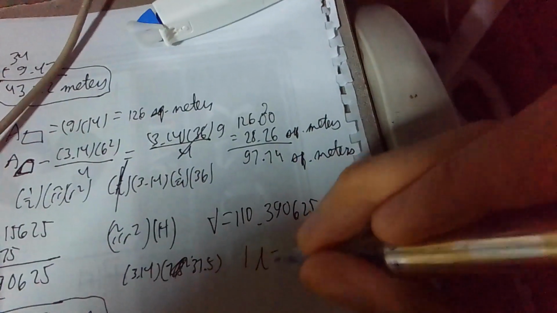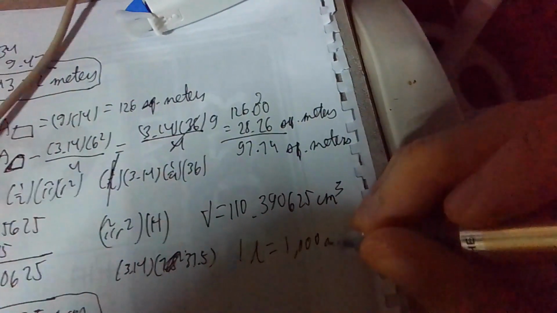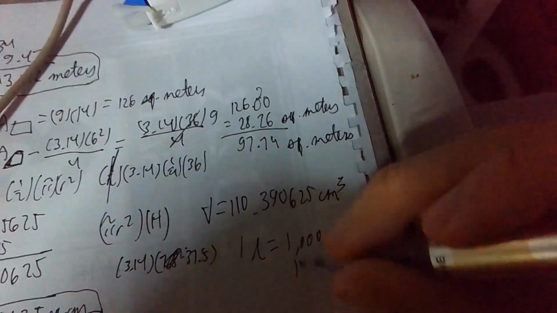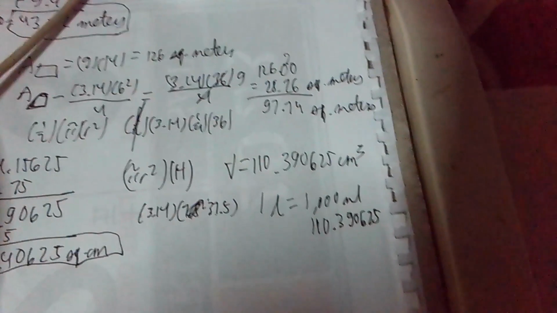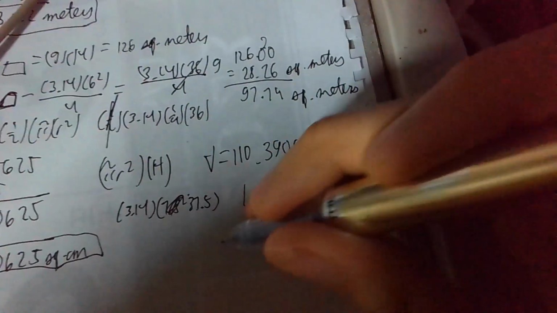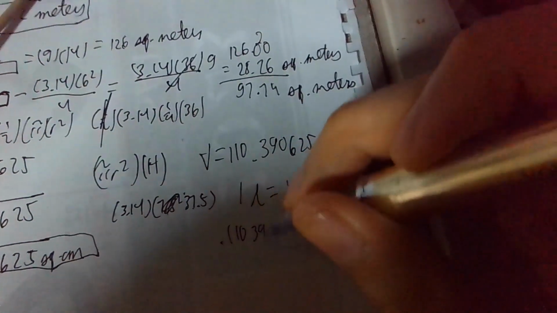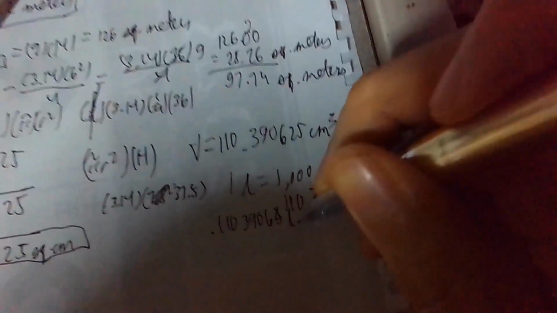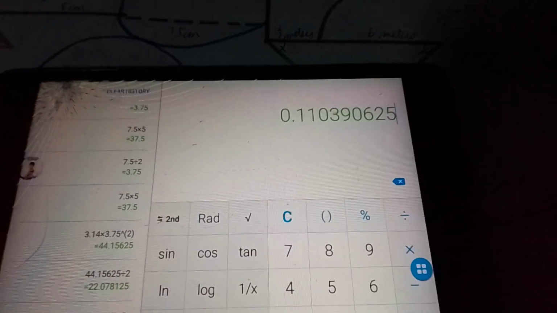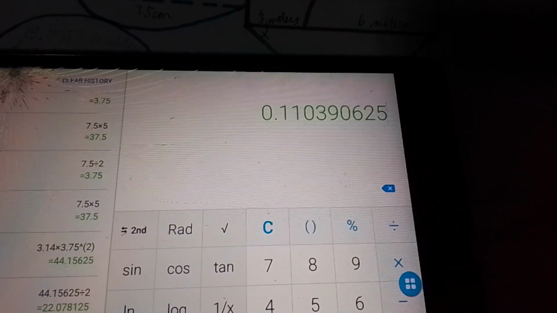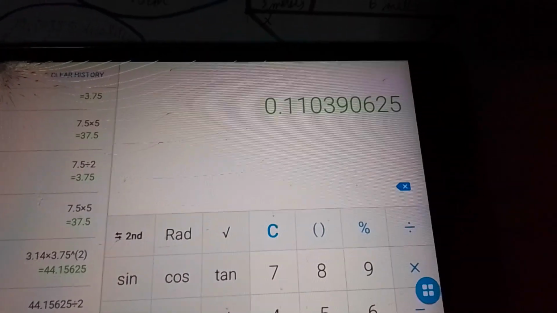Now, if we were asked to convert that to liters, this would be ml, di ba? So, 1 liter is worth 1,000 ml. But 110.390625 ml, shift the decimal point 3 places to the left, therefore it should be 0.110390625 liters. So, yun lang. And if I were to do it here, divide by 1,000, yan. 0.110390625 liters. That's it.